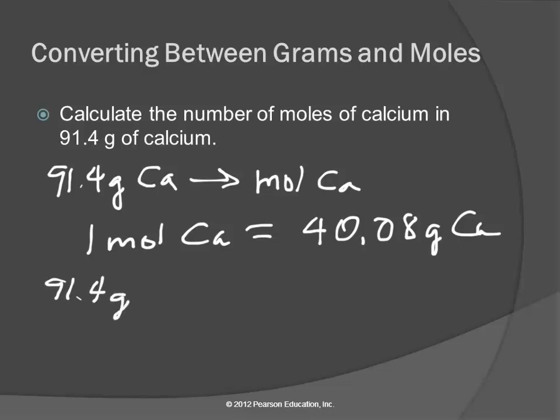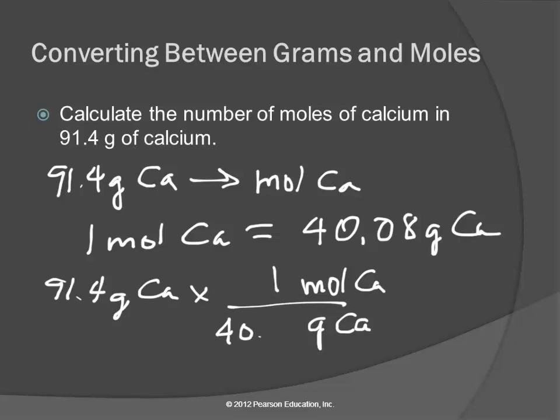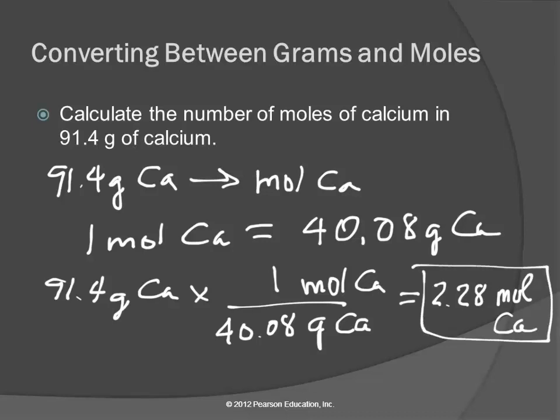91.4 grams of calcium times, we want moles on the top and grams on the bottom. Grams of calcium and moles of calcium. 1 mole weighs 40.08 grams. And we take our calculator, 91.4 divided by 40.08. How many significant figures should our answer have? 3, because our initial number has 3. So this is going to come out to be 2.28, and the unit is moles of calcium. So this is dimensional analysis. We've just got a new conversion factor.